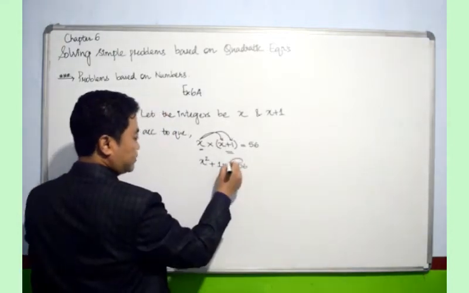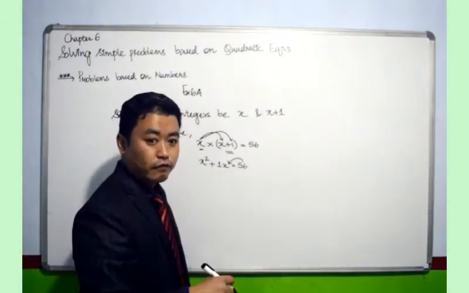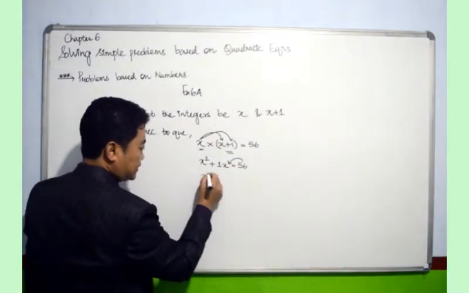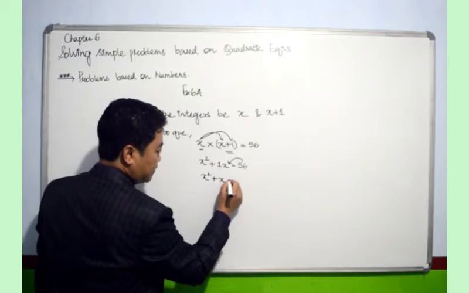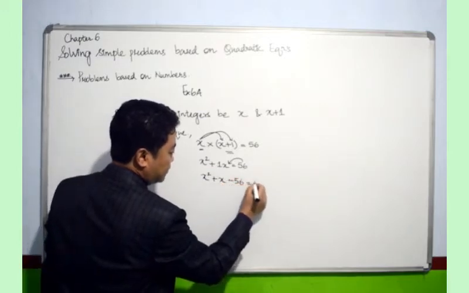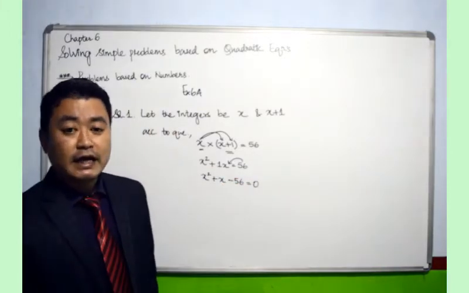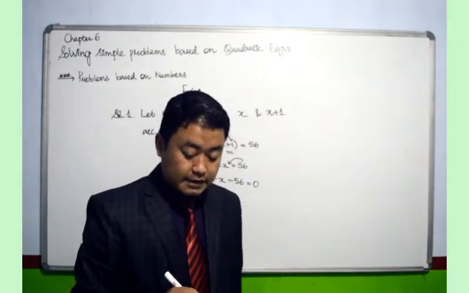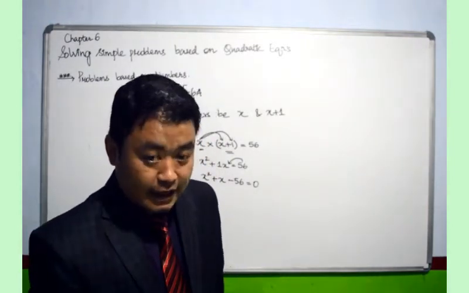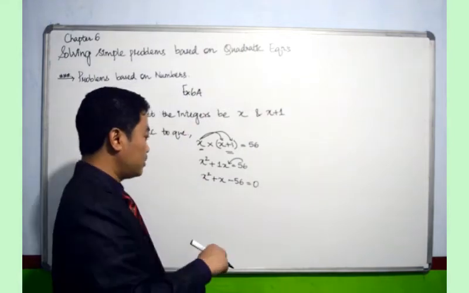Now, taking it to the general form, what happens? The right hand side is 0, we know that. So x squared plus x minus 56 equals 0. This is what we get as our general form. Now see, the question states that we need to find the integers, both the integers as well.